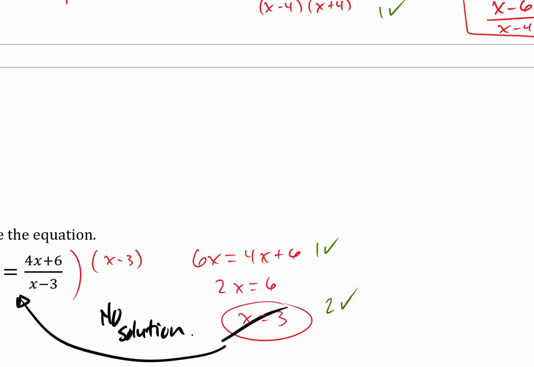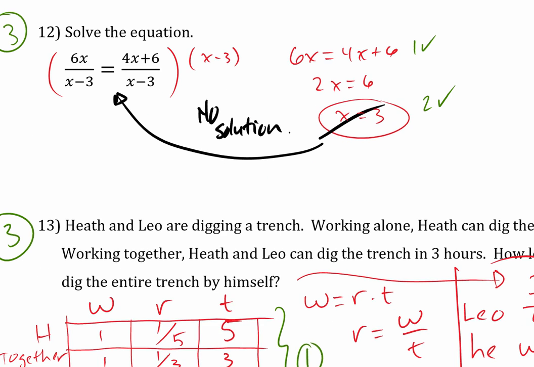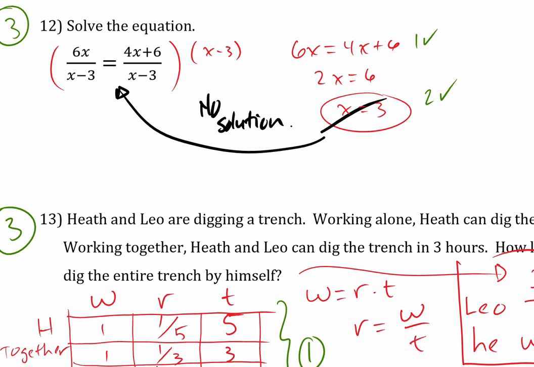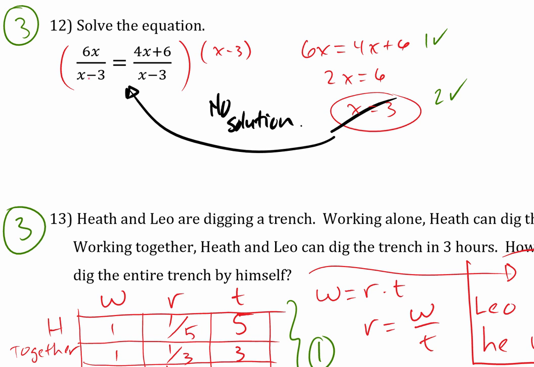This one was simple to get the solution, right? X is 3, but the problem is when you plug 3 back in there, that makes a division by 0 error, so there's no solution on 12. And more than half of you got that right. Most of you got the 3 and then said it's no solution.